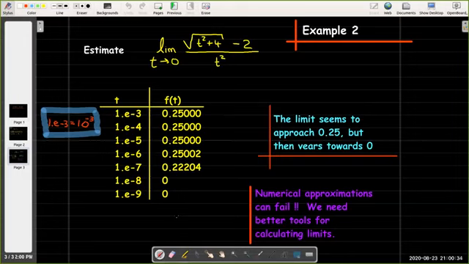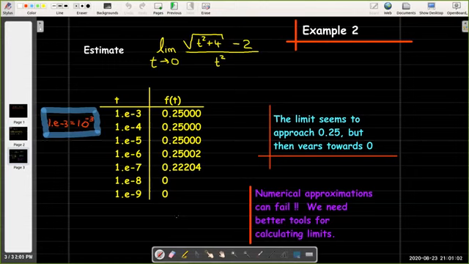So this is an example where just simply substituting numbers in can lead you into trouble. There are limitations to the technology that we use. And so by just substituting numbers in, we can't really tell what the limit is. Is it 0.25? Is it 0.22? Is it 0? Maybe the limit doesn't exist.